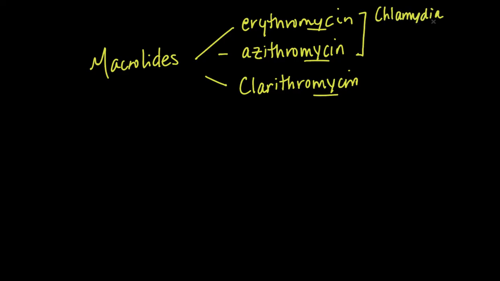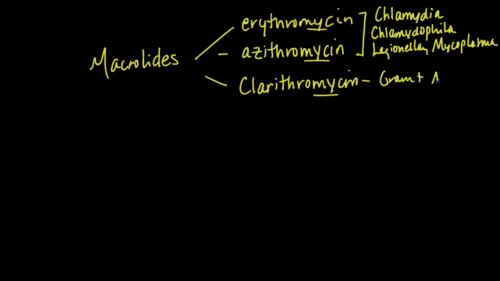Both erythromycin and azithromycin can be used to treat chlamydia, chlamydophila, mycoplasma, and legionella, i.e. the chlamydia STIs and the atypical pneumonias. Clarithromycin is not used that much. Just keep in mind that it has better gram-positive coverage than the other 2.